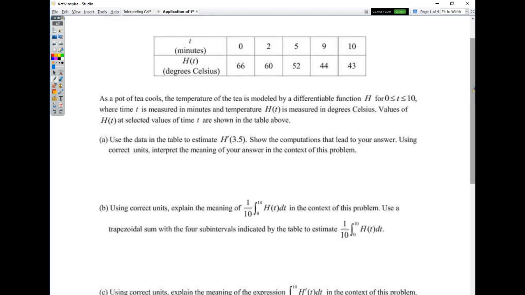So looking at the first question, you can read through the prompt. I will pause the video to allow you to do that. So in the very first part, we want to use the data in the table to estimate h prime of 3.5. So h prime is the derivative. Derivative is a rate of change. I do not have an equation, so I cannot take a derivative. So the best we can do is come up with a nice approximation, which is going to require not taking the derivative, but at least finding the average rate of change between the points closest to 3.5. That would be the 5 and 2 values here. So in this question, we simply set up the y2 minus y1 over x2 minus x1, or in this case, t2 minus t1. And we say that this answer is negative 8 over 3 degrees Celsius per minute.